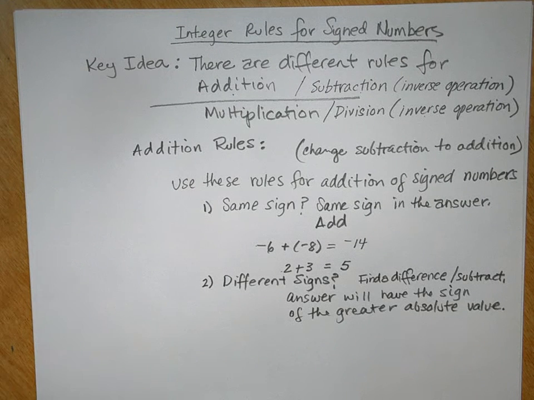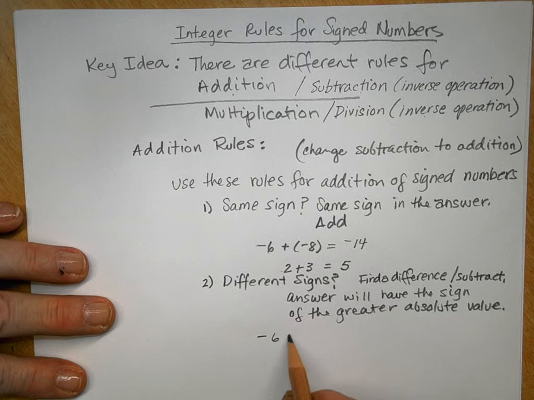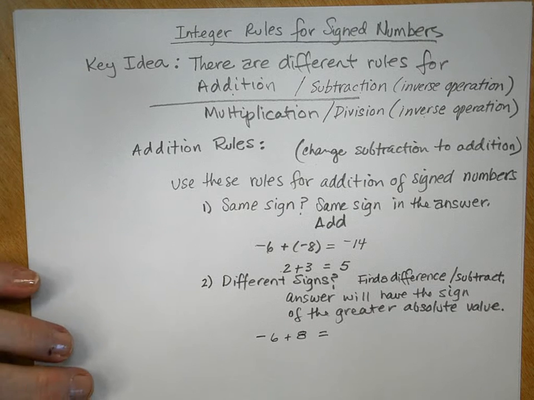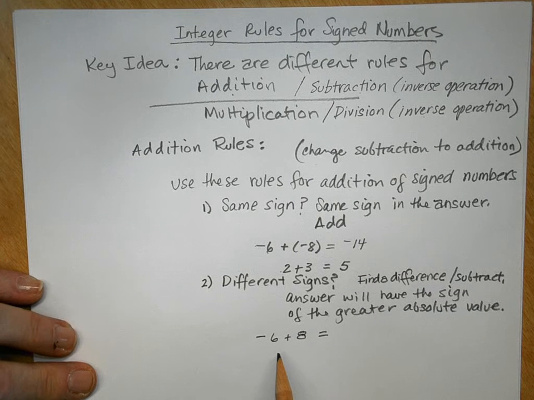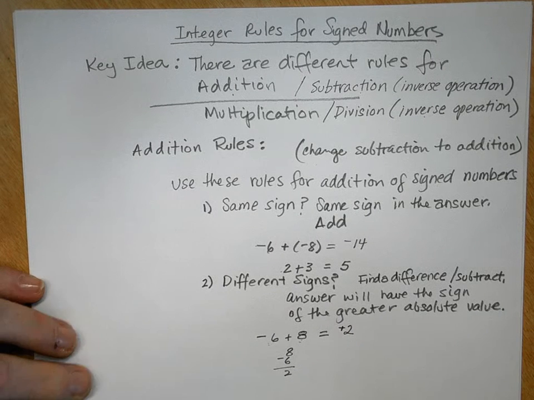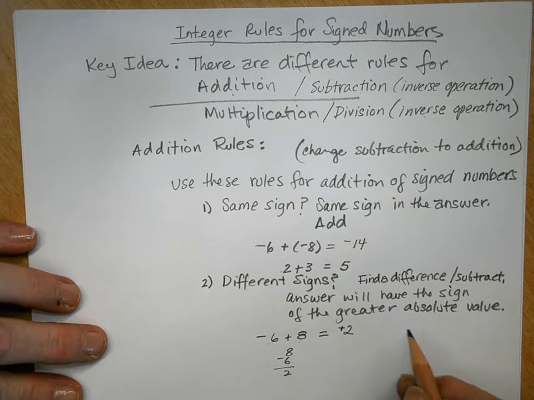For example, I have -6 plus +8. They have different signs. Because they have different signs, I know I'm going to be finding a difference. 8 has a greater absolute value than -6. 8 is farther away from 0 than -6 is. So because 8 is a positive number, my answer will be positive. 8 minus 6 is 2. Positive 2.